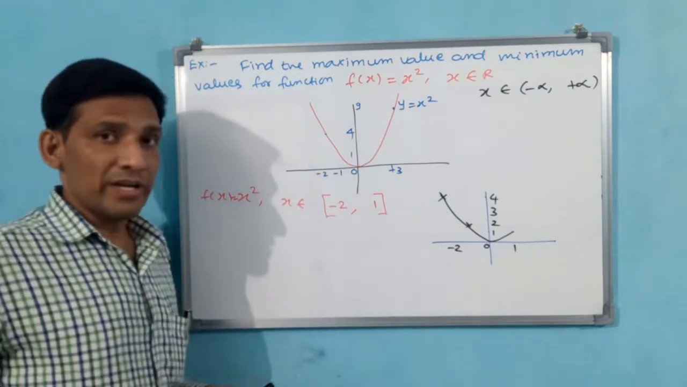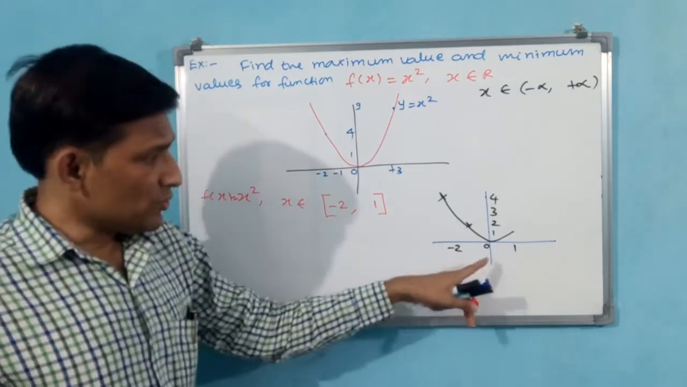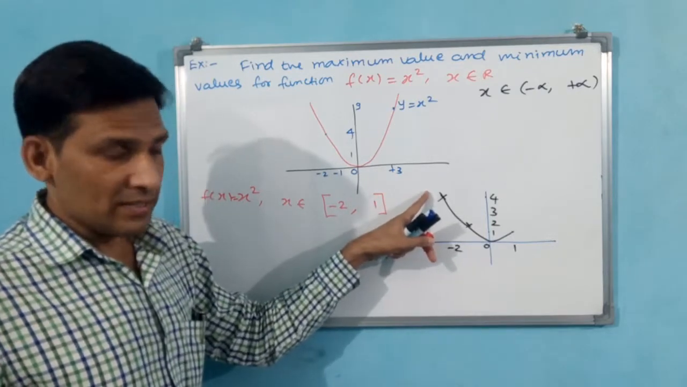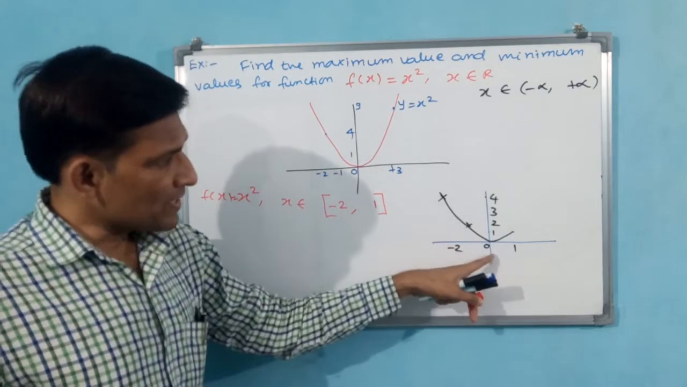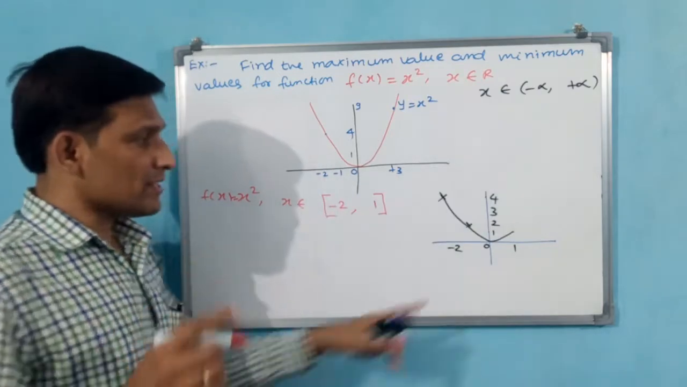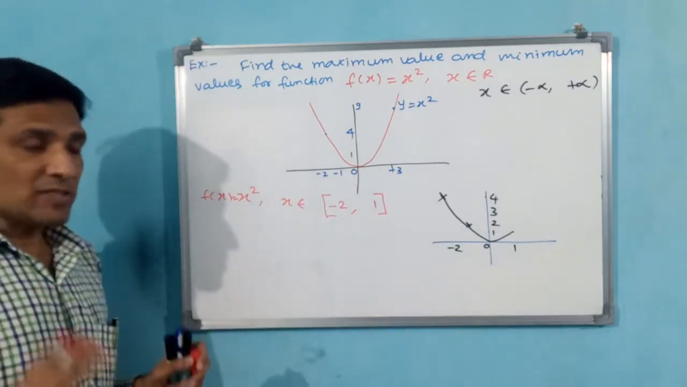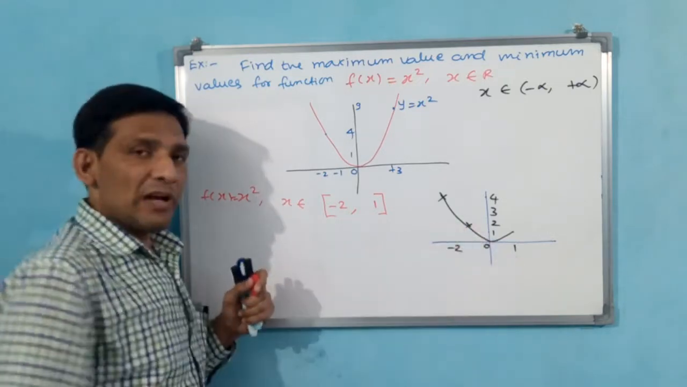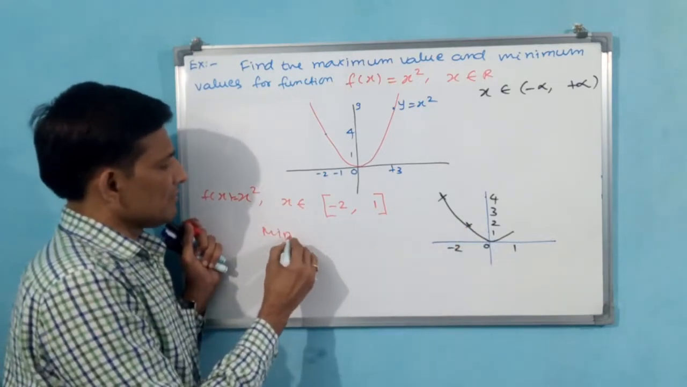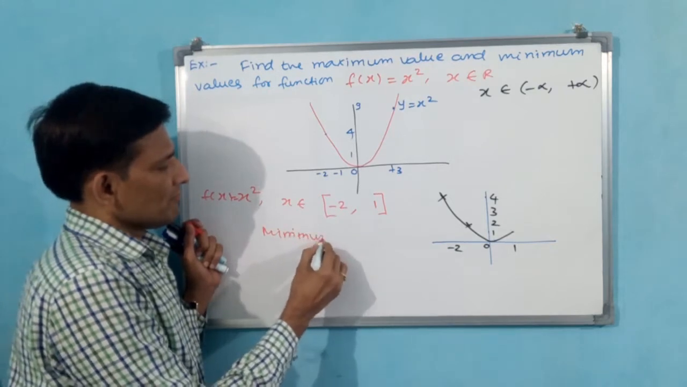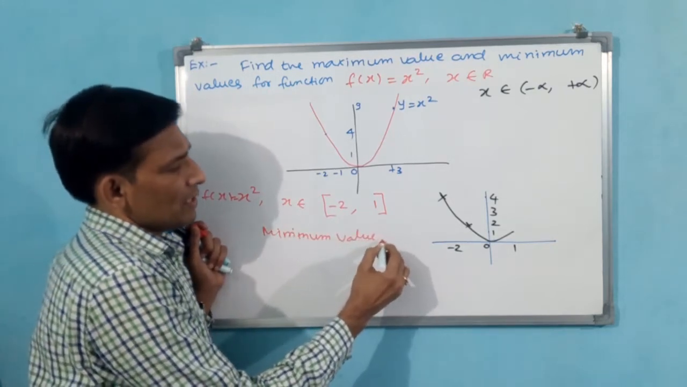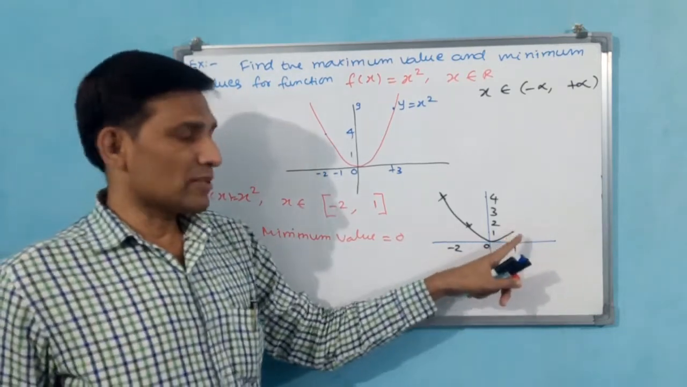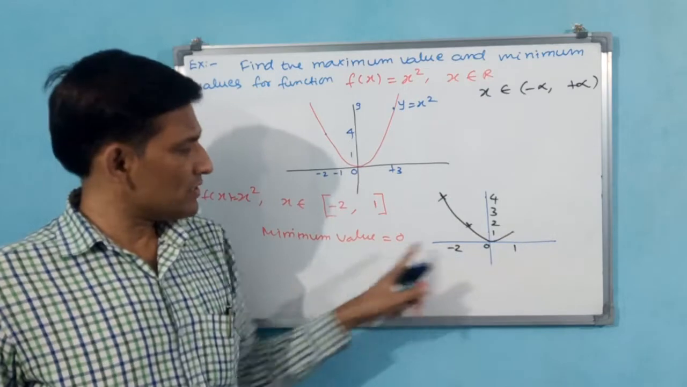Now you tell me, is there a turning point? Definitely, 0 is the turning point. Before 0, the value was decreasing. After 0, the value is increasing. That means there is a turning point at 0. That is why minimum or maximum values are available here. Minimum value is equal to 0. Why? Because 1 is not the minimum value, 1 is greater than 0. That is why 0 is the minimum value.